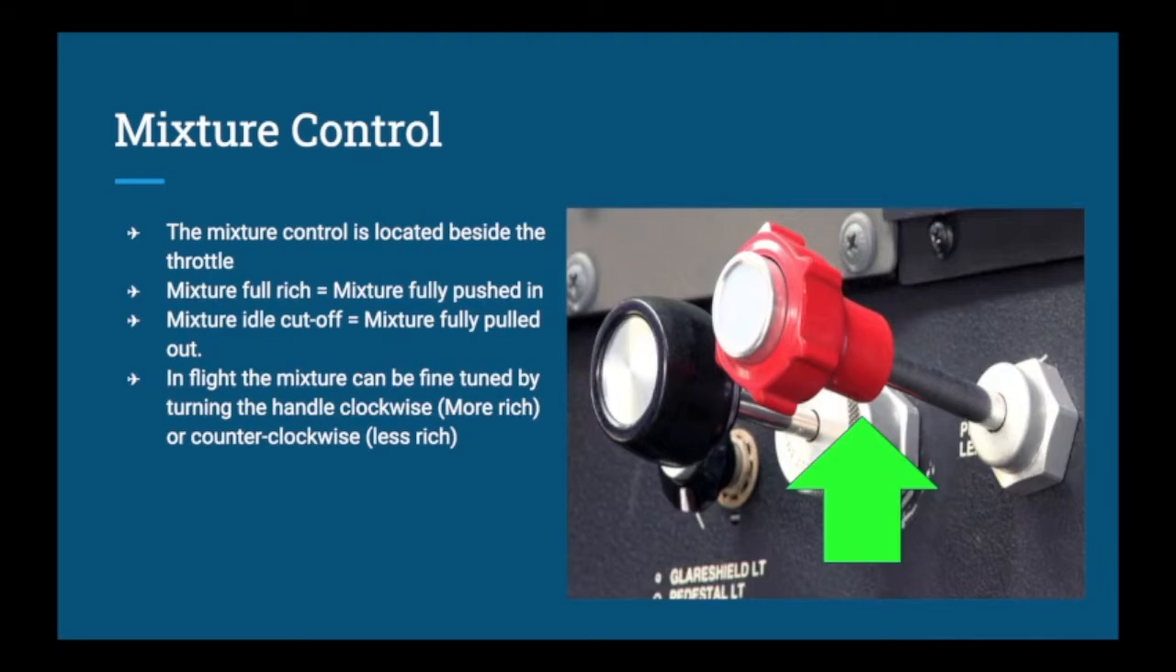The mixture control is the red knob located right beside the throttle. When it is all the way in, it is full rich. When it is all the way out, it is full lean, called idle cutoff. So that's the idle cutoff position. In the air, you can do fine mixture control by turning it either counterclockwise for lean or clockwise for rich.